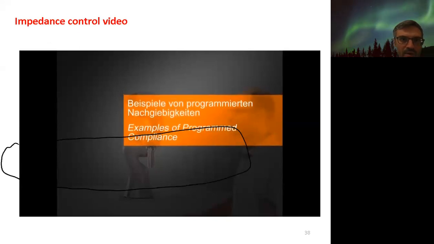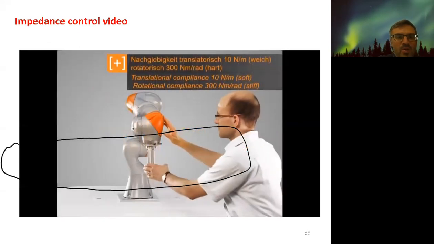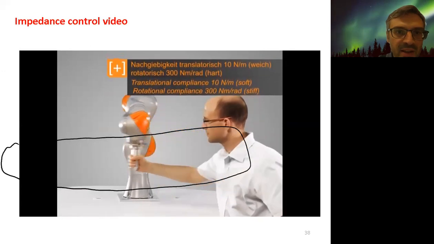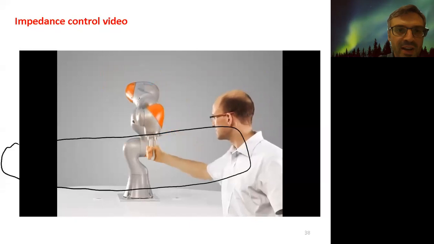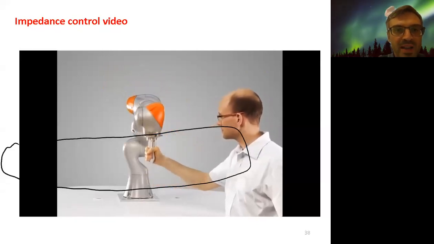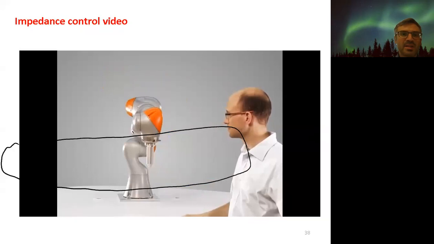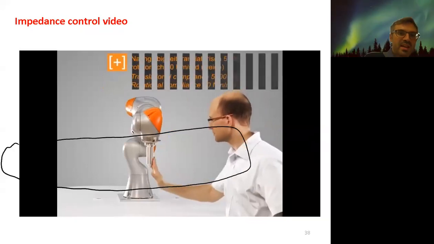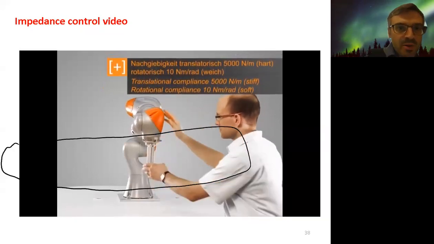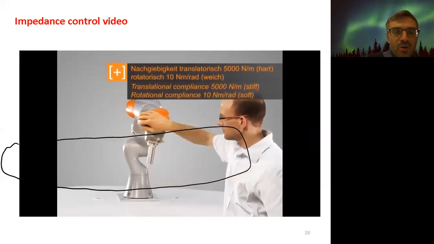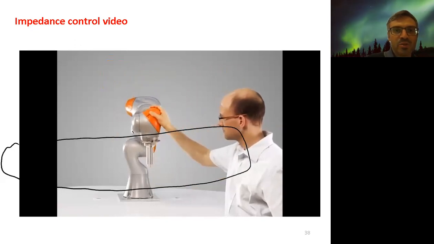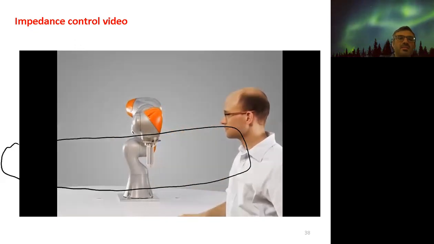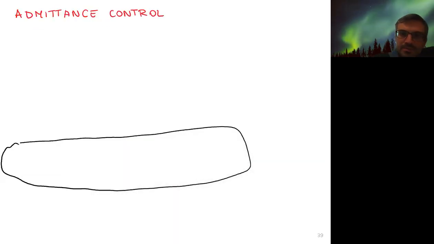And if you look at this example, you can have here a high translational compliance and a very low torsional compliance. So the user is trying to tilt, but is not able to rotate the end effector. And in this case, the other way around, a very low rotational compliance is set and then a very high translational one. So it's not able to move it linearly, translating, but it's able to rotate. Cool. Okay.